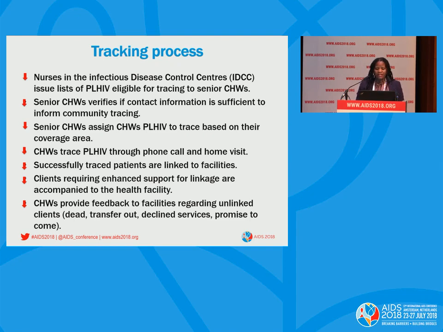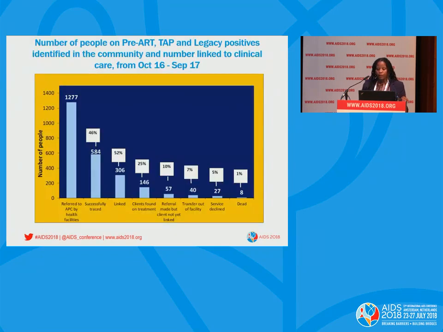Once that has been ascertained, the senior will assign a community health worker who is stationed near where the patient lives, or just within that region, to trace our client. The successfully traced patients are linked to health facilities, and clients requiring enhanced support for linkage to care are accompanied. The community health workers will then provide feedback to facilities regarding the clients that have not been linked, such as those that are deceased or transferred out, or have declined the services or promised to come.